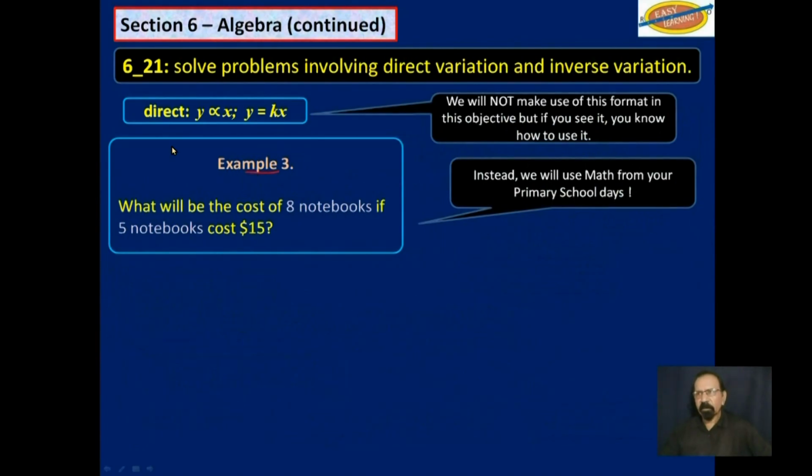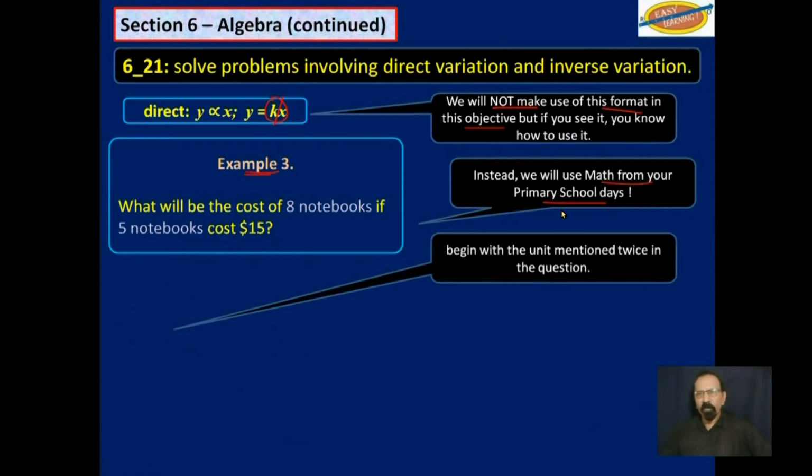All right, example 3. As I said, we will not make use of this format, though indirectly you are using it without knowing about it. You actually found that k. So instead, we will use math from your primary school days. We will begin with the unit mentioned twice in the question. As you could see, 8 notebooks, 5 notebooks. Well, this 8 notebooks is what we have to find the cost. But we know 5 notebooks cost $15. So we will begin there.